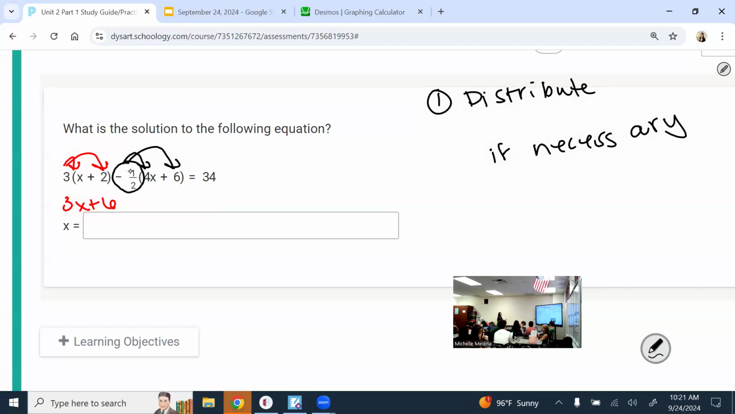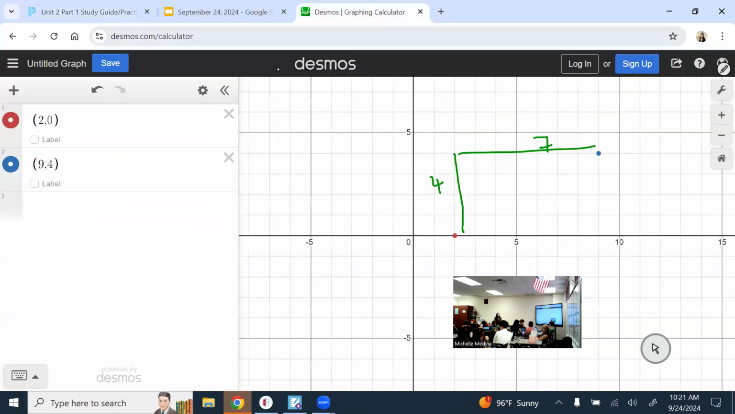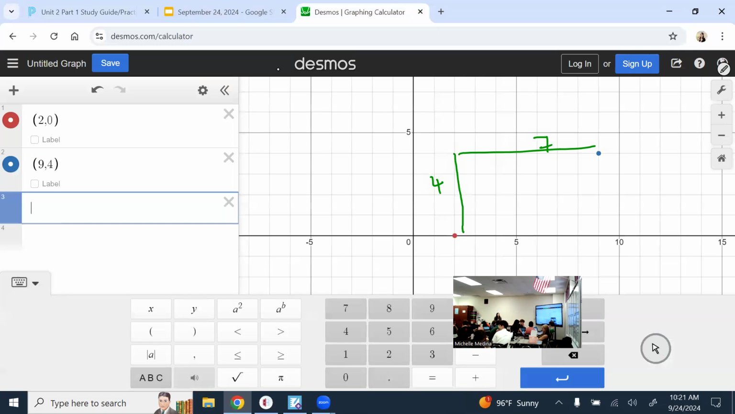So I'm multiplying a negative 1/2 on this one. So what's negative 1/2 times 4? Negative 2x. And what's negative 1/2 times 6? Just negative 3. But side note, hopefully you guys know how to use your calculator. There will be fractions on your test.